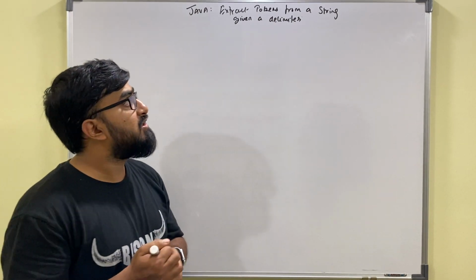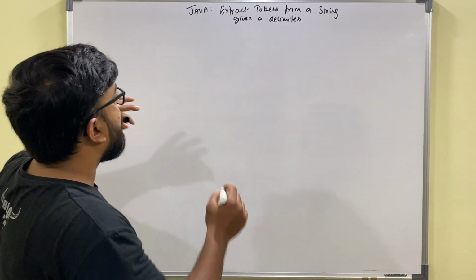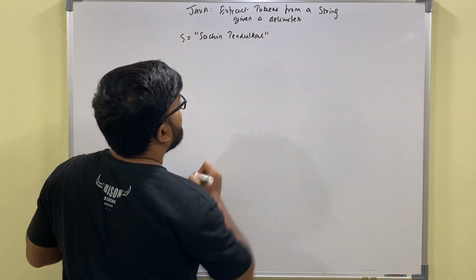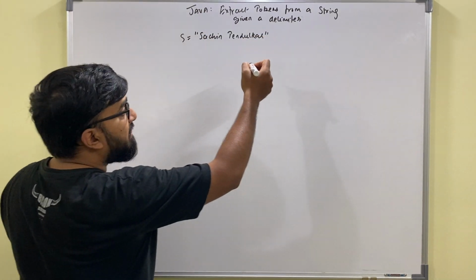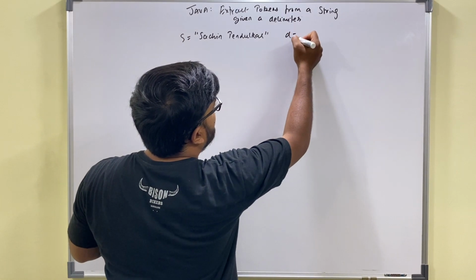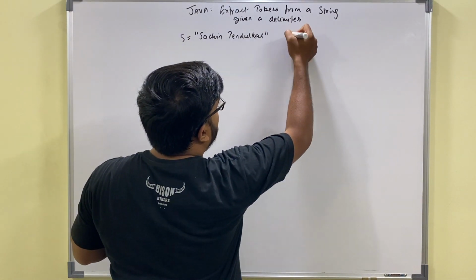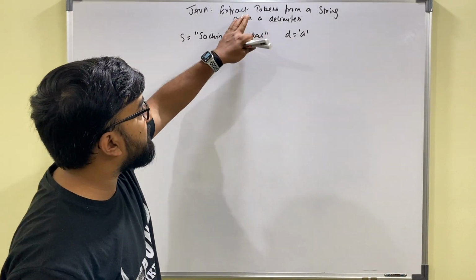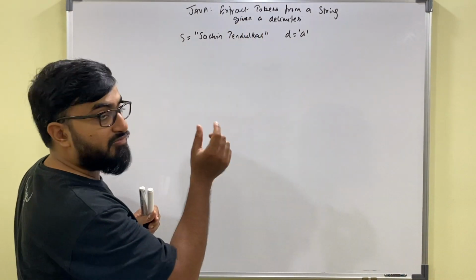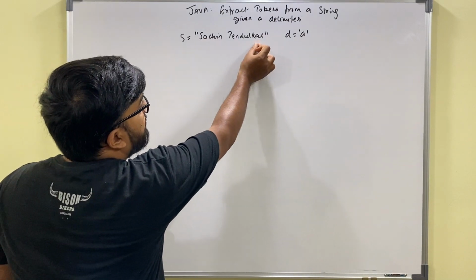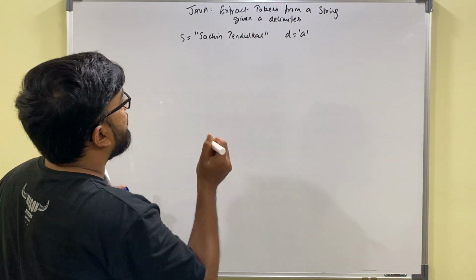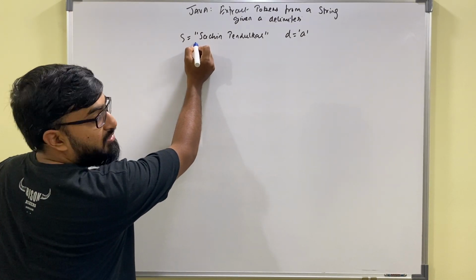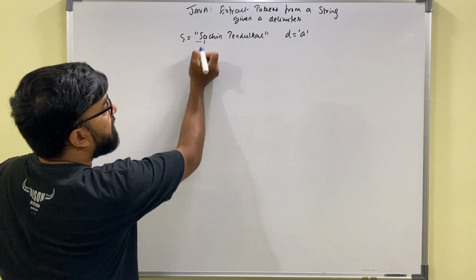Alright, let's begin. Let me explain this problem a little more. If I have a string s, say this string, and a delimiter which is basically a single character, I call it a lowercase d, it is a lowercase a. Given this string s and this single character delimiter, I have to extract tokens from this string. That is, I have to find strings between these delimiters. I start from my left and extract characters as long as I don't find my delimiter. This is my delimiter.